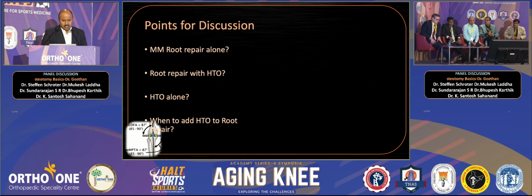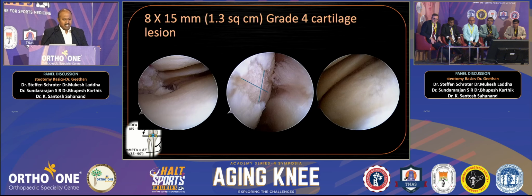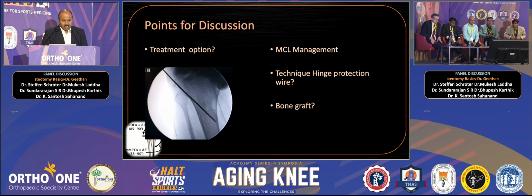Okay. So we went in for a root repair with HTO as a backup option, but intraoperatively we found a big cartilage lesion in the medial femoral condyle. But we did a high tibial osteotomy rather than a distal femoral osteotomy because on both sides it was around 3 degrees, so we did a high tibial osteotomy here. And hinge protection, yesterday Sundar sir said he doesn't use it any longer, but I thought most of us are using it, so I'll just go with it.